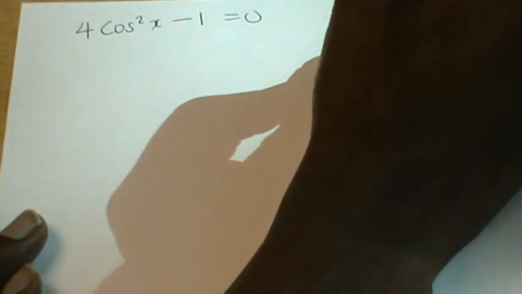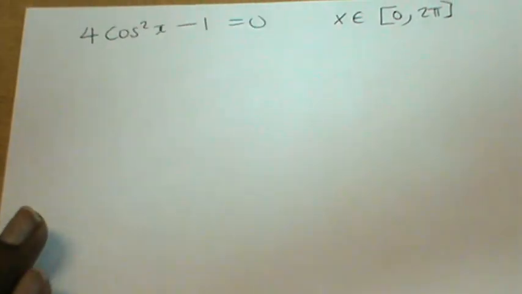Okay, look at our next question: 4 cos squared x minus 1 equals 0. So here you just need to remember the steps. If you follow the steps, it doesn't matter how complicated the question looks. You follow the steps, you will always get to the solution. Now here again, we should note that x should be an angle between 0 and 2 pi.